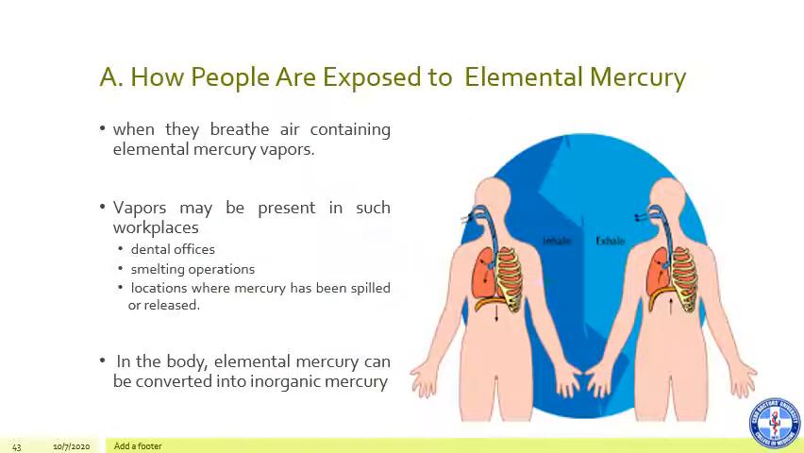How are people exposed to elemental mercury? When they breathe air containing elemental mercury vapors. These vapors may be present in workplaces such as dental offices, smelting operations, and locations where mercury has been spilled or released. In the body, elemental mercury can be converted into its other form, inorganic mercury.